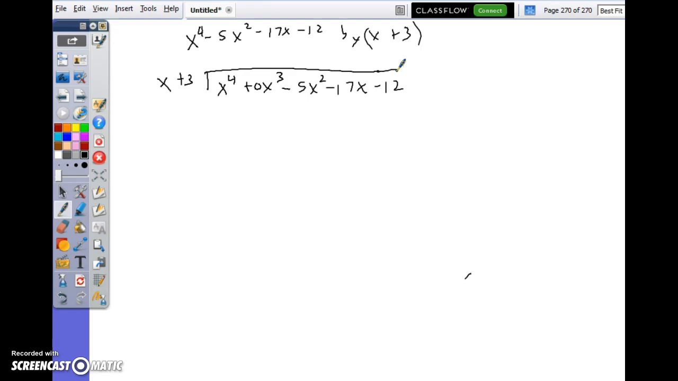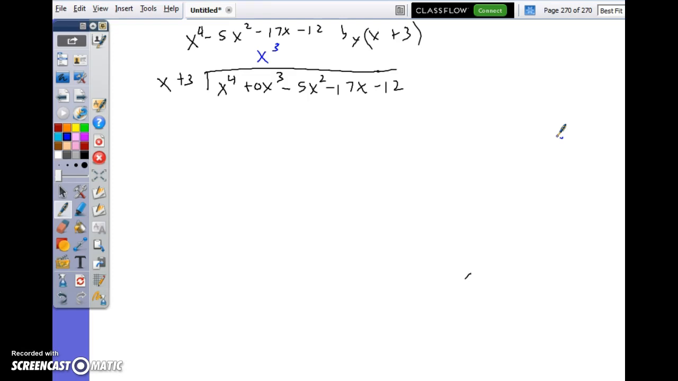X to the third. So I'm going to put an x to the third right there. Right now, yes, but I'm going to have to put it back in, right? Then the next step we did over here is that we took the 1. Once we found 1 was our number, we did 1 times 13, and we subtracted it from what we started with to take that out.